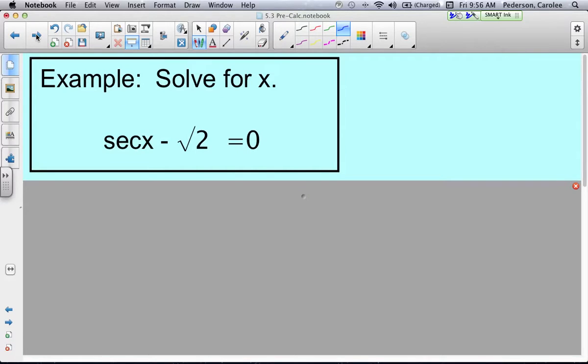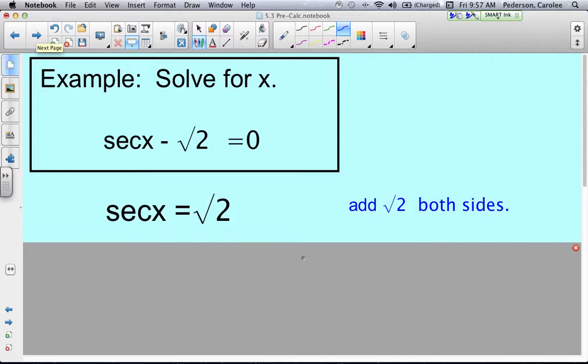Next question is the secant of x minus the square root of 2 equals 0. We want to find out what x can be. So what do we want to undo first? Add the square root of 2.